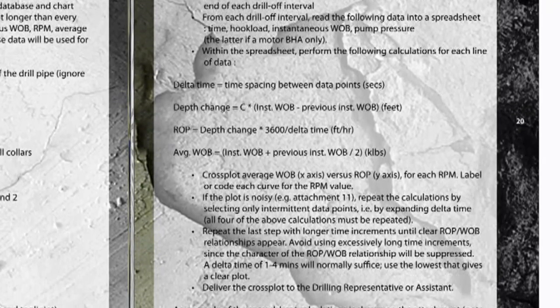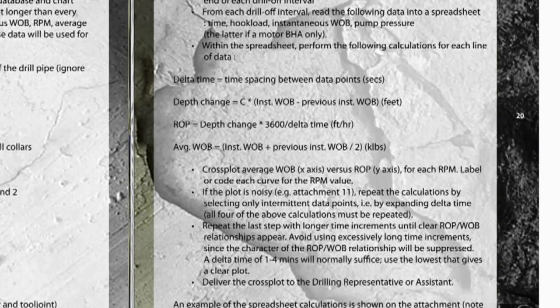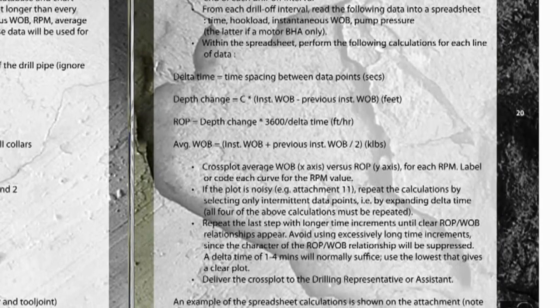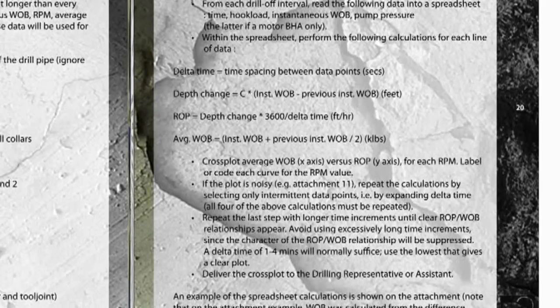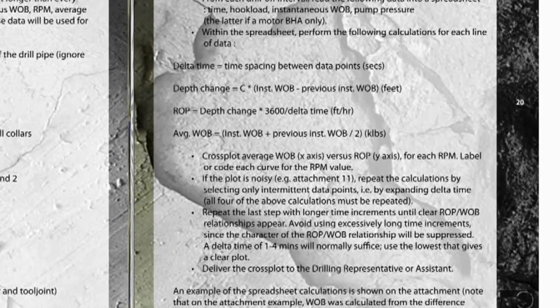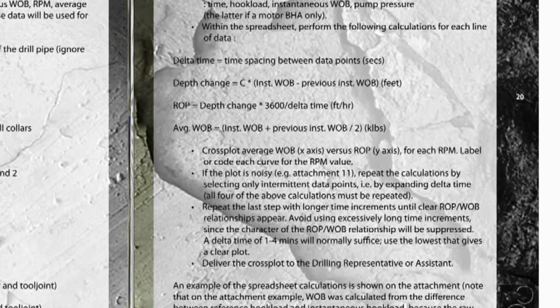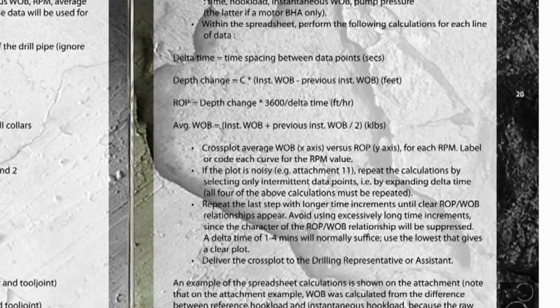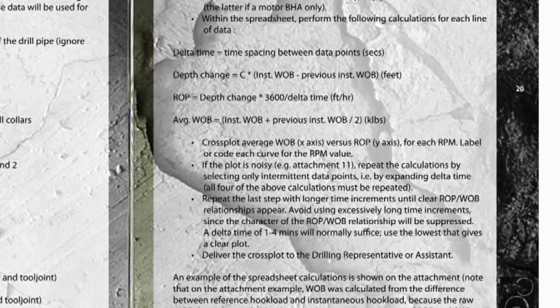Cross-plot average WOB, x-axis, versus ROP, y-axis, for each RPM. Label or code each curve for the RPM value. If the plot is noisy, e.g. attachment 11, repeat the calculations by selecting only intermittent data points, i.e. by expanding delta time. All 4 of the above calculations must be repeated.